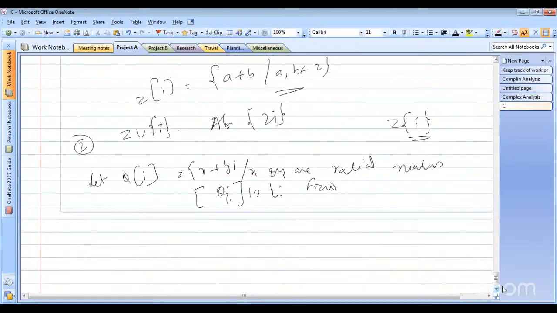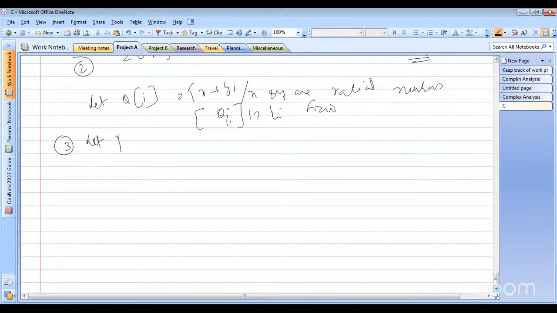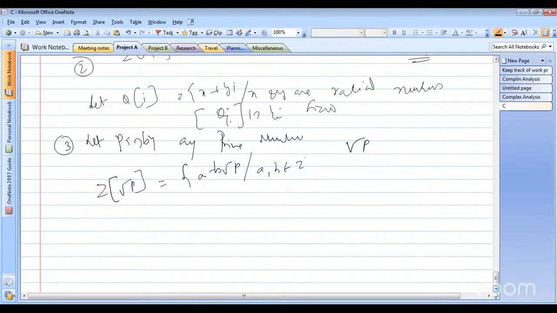Then the third one: let p be any prime number. Then root p, the positive square root of p, is an irrational number. Consider the set of a plus b root p, where a, b belong to Z. Then Z[root p] is a ring under the usual addition and multiplication of real numbers. This is the smallest subring of R containing Z union {root p}. It is an integral domain, but it is not a field.